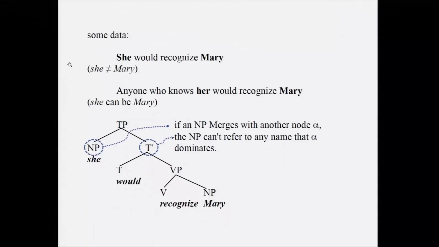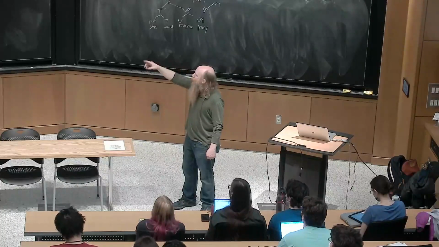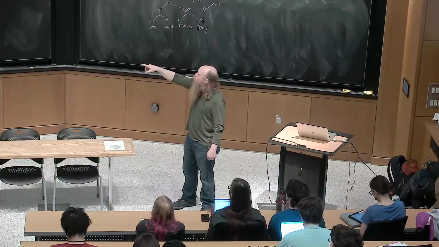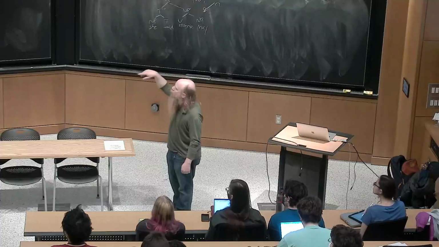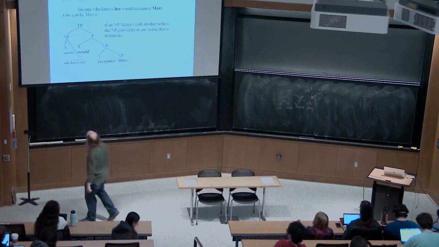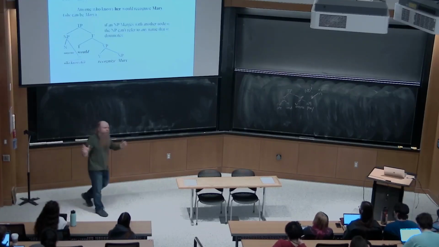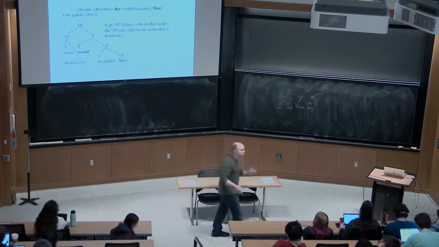So if instead we had "anyone who knows her" as the subject, right? Anyone who knows her would recognize Mary. Well, I'm going to try to get away without actually telling you how we're going to diagram all of "anyone who knows her." But "anyone" is the noun in "anyone who knows her." And it's a noun that's modified by what's called a relative clause. So "who knows her" is a kind of clause that modifies nouns. And I've given it the label question mark, because someday we'll talk about relative clauses and what label they ought to have and all that good stuff. But for now, it's just a thing.